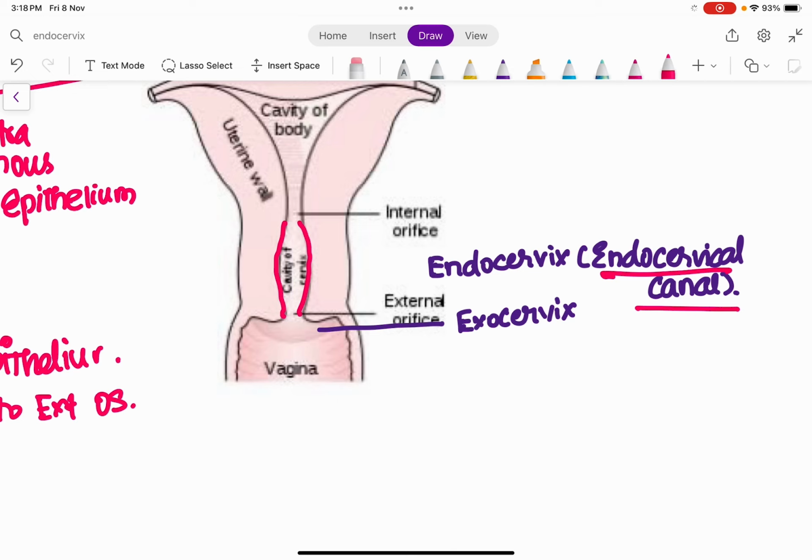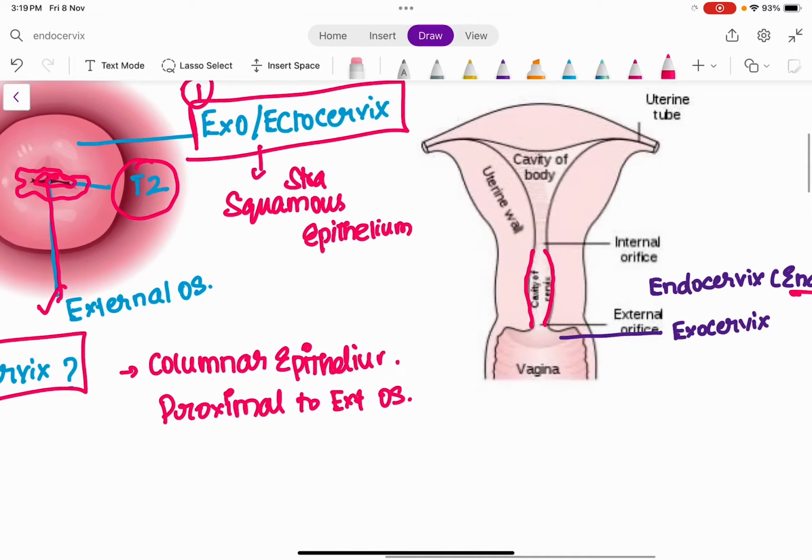This endocervix also has specific functions, such as helping in the passage of the menstrual blood when a female menstruates every month, and it also helps in the ascent of the sperm during any act of coitus in a female. It also has specified structures and enzymes present in the cervix. So this is all about the exo and the endocervix.